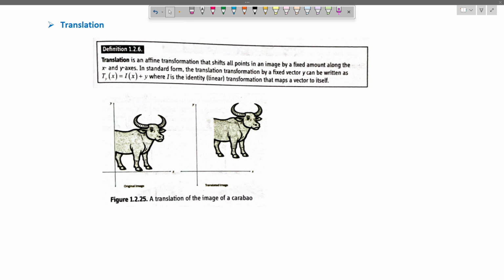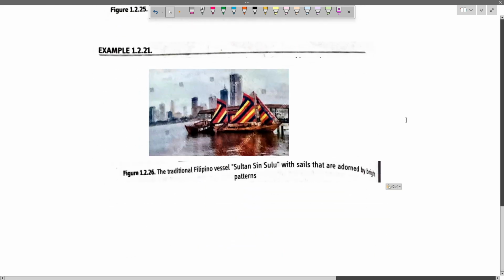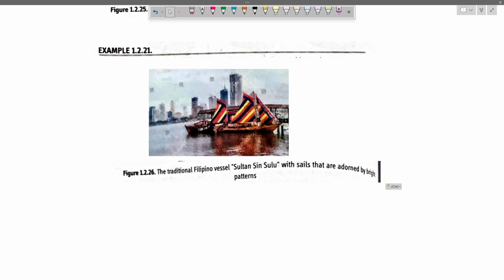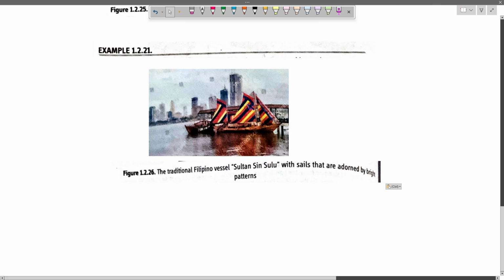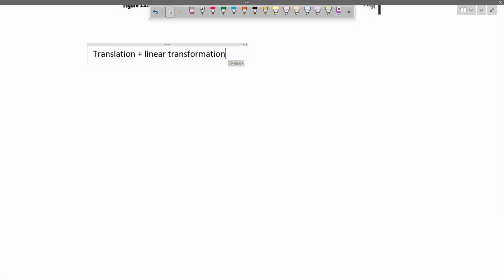Examples of translations in real life include patterns, like the design of woven fabrics or textile designs, as you can see here. Here, the diagonal stripes are copied along the horizontal line. It's just a repetition. That's an example of translation.